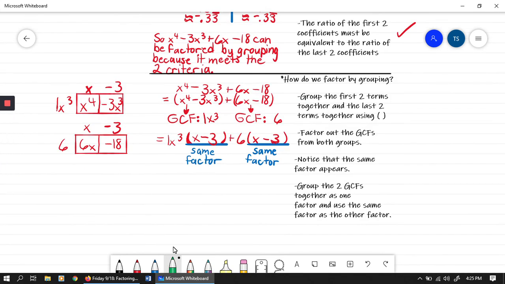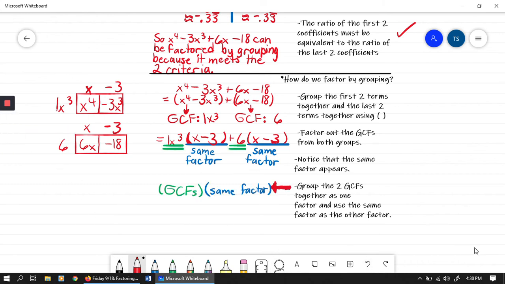So again, if you've got the same factor that shows up, that lets us know that we're on the right track. In this case, that same factor that we've got here is x minus 3. Once you've got that, what you need to do is group the two GCFs together as one factor, and then use the same factor as the other factor. So you're going to use that x minus 3 as one of the factors, and you're going to use these two GCFs, the x to the third and the plus 6. You're going to group those two together as the second factor.